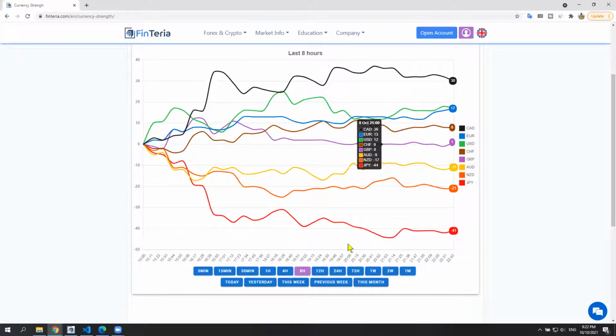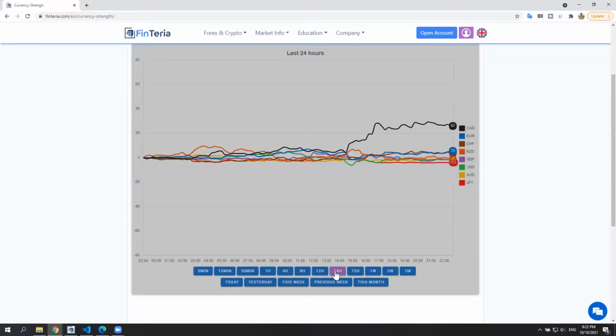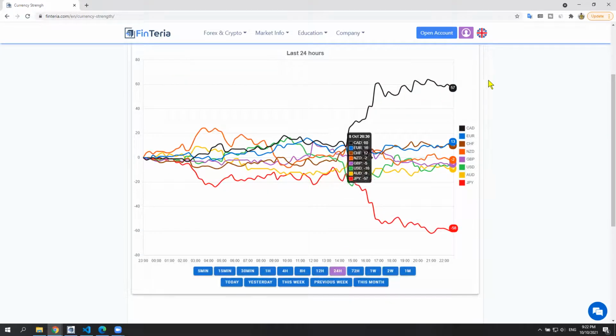So we can move gradually to higher time frames and finally see if we have some clear tendencies. For example, let me switch to the 24 hours. Here we see last Friday, October 8th. So we had some clear tendencies on the Canadian dollar and on the Japanese yen. So this is really a great way to understand what was happening in the market at that time.